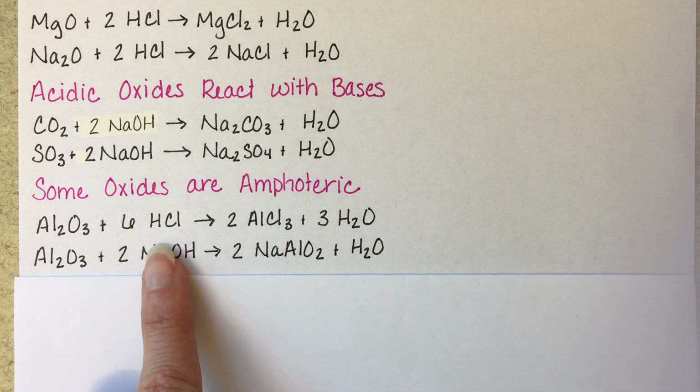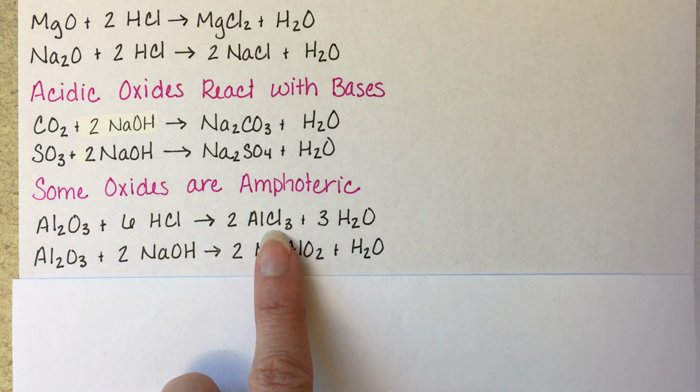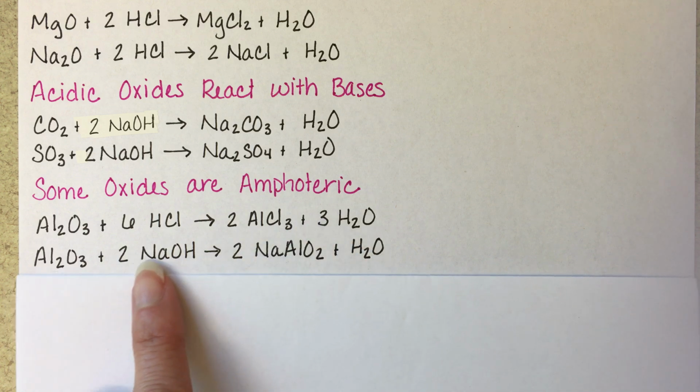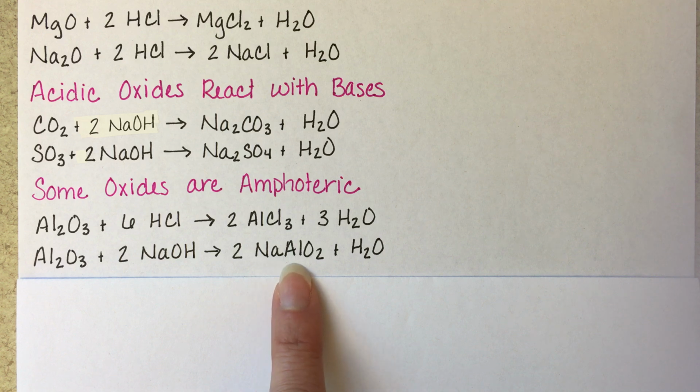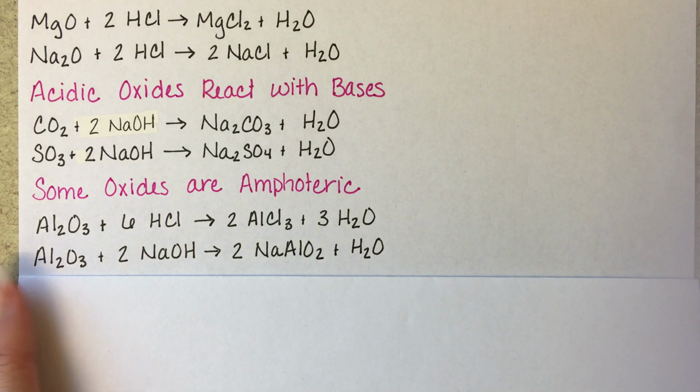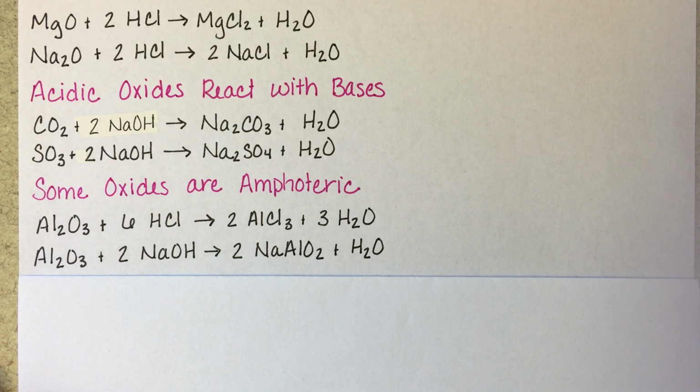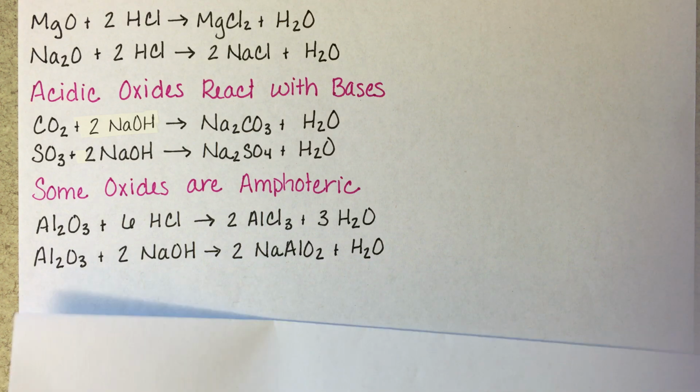It can react with HCl to produce aluminum chloride and water. It can also react with the strong base sodium hydroxide to produce sodium aluminum oxide and water. And there are others, but like I said, the aluminum oxide is the only one that I want you to be familiar with.